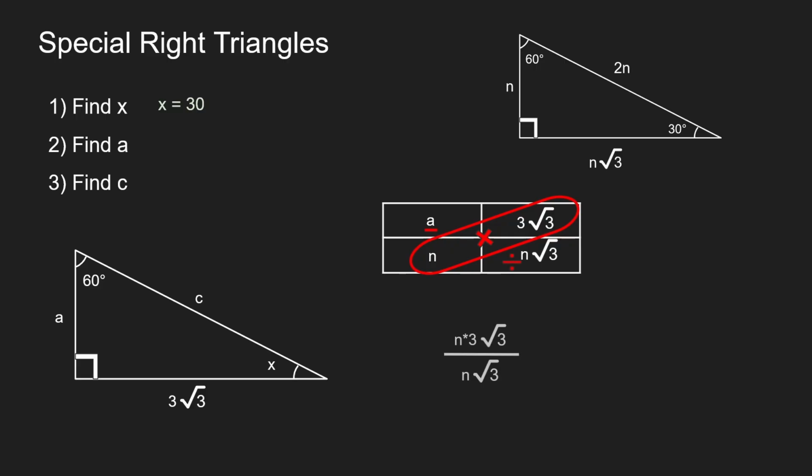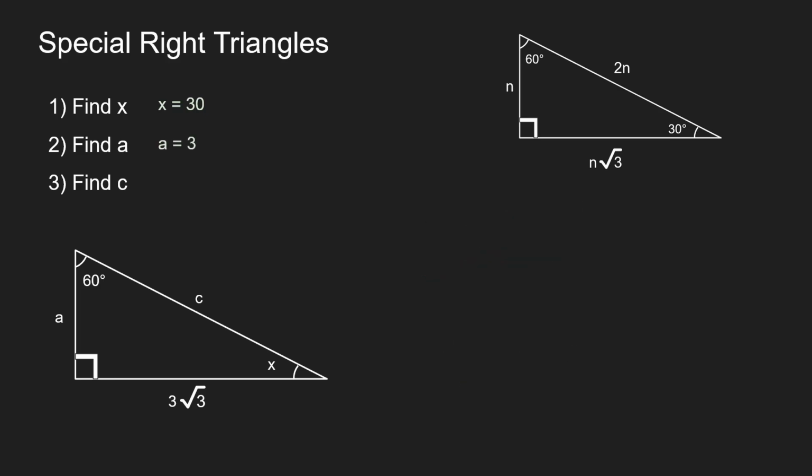So we can write that like n times 3 times square root of 3 all over n times square root of 3. We then can simplify this by canceling out the n and square root of 3. So the answer for A is 3. To find C, there's the fast way and the simple way. The fast way is to know that we have the shortest side already, worth 3 units, and C is twice that side, so 6, and that's it.